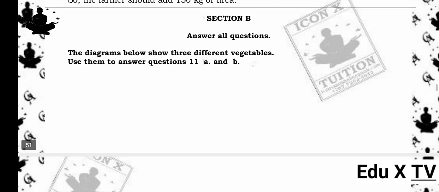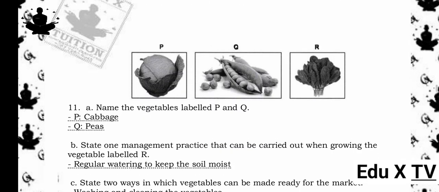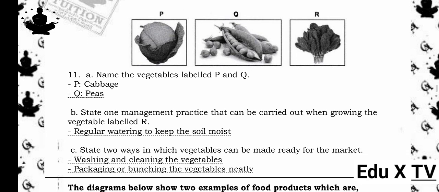Section B. Answer all questions. The diagrams below show 3 different vegetables. Use them to answer questions 11a and b. 11. A. Name the vegetables labeled P and Q. P. Cabbage. Q. Peas.